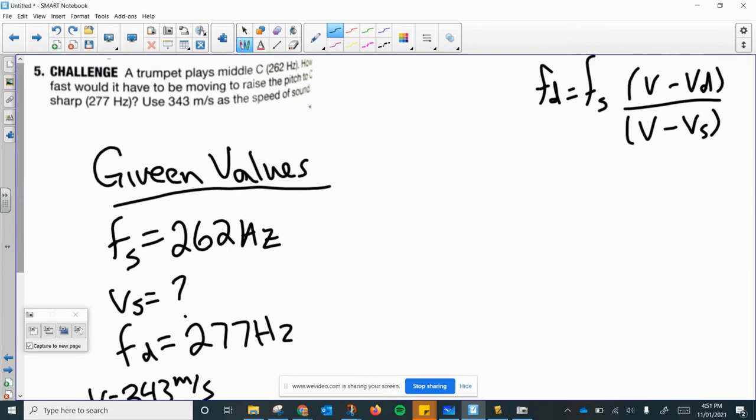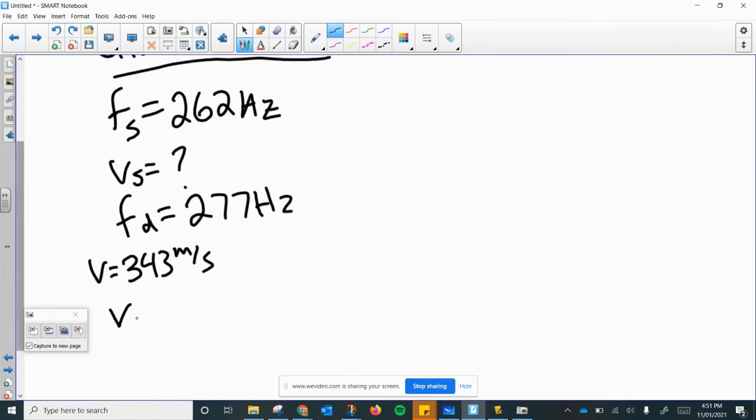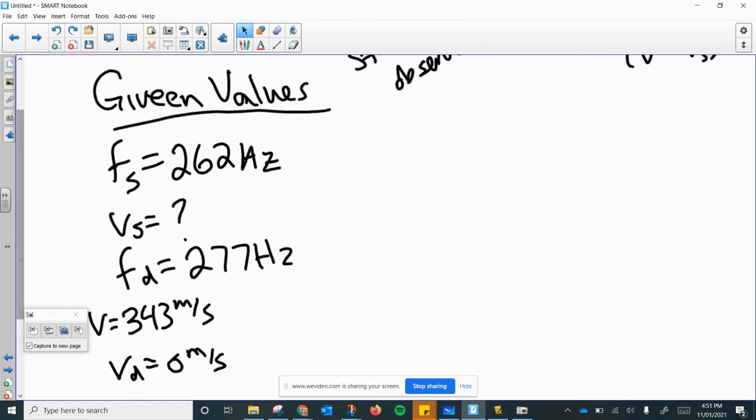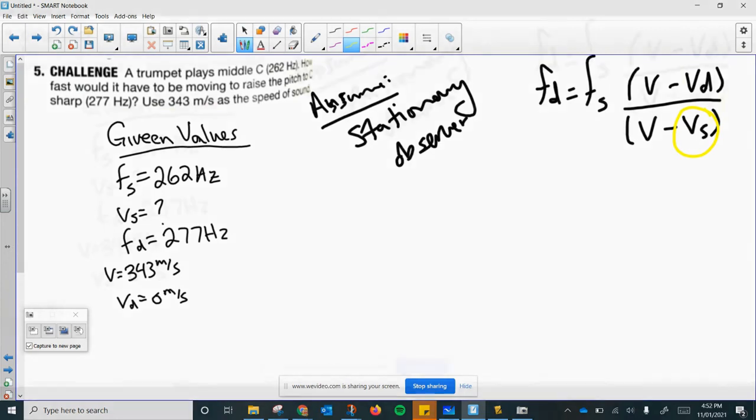We're going to assume here a stationary observer. Speed of our detector will be 0. All right, now our unknown is the speed of the source. That's what we're solving for. So let's solve for the speed of the source.